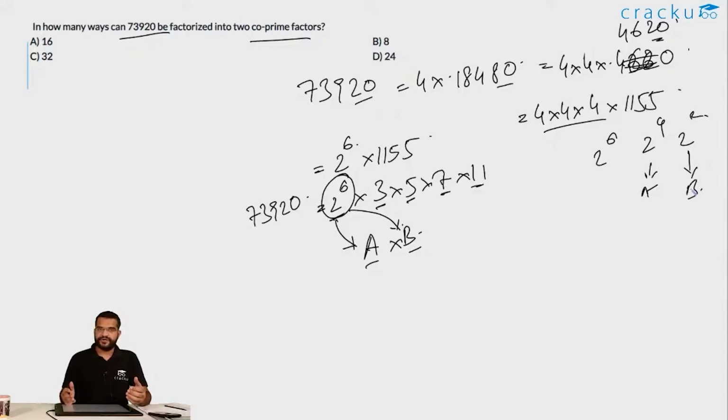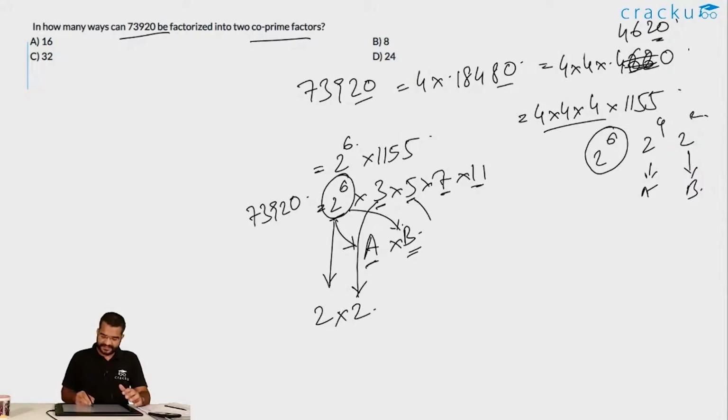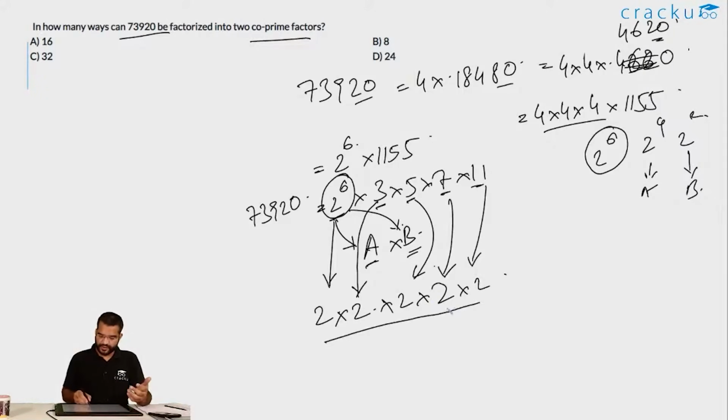Because you want A and B to be co-prime, the entire 2 to the power 6 has to go to either A or to B. You can't split it. So the number of ways in which you can divide this is 2 ways. Similarly, 3 can go to either A or B. This also can be distributed in 2 ways. The same is the case for 5, for 7, and for 11. So on the face of it, the answer appears to be 2 into 2 into 2 into 2 into 2, that is 2 to the power 5, which is equal to 32.